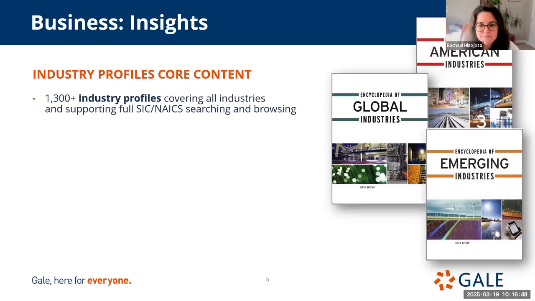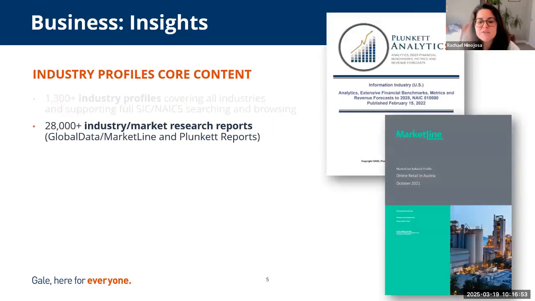Now, these profiles include, obviously, industry overviews, as well as their top companies by revenue and various different industry reports. These include well over 28,000 industry and market research reports that come from our partner at GlobalData MarketLine. And then we also have over 500 Plunkett reports available, which are super awesome for use. I think if you're into industry research, you can do a direct link just to the list of Plunkett reports to see those as they get updated every quarter.